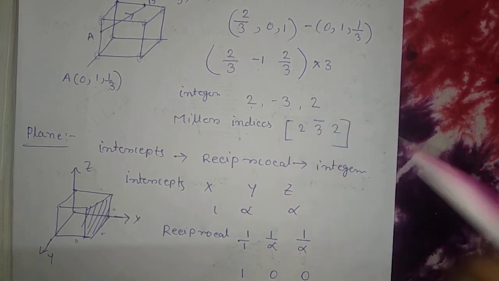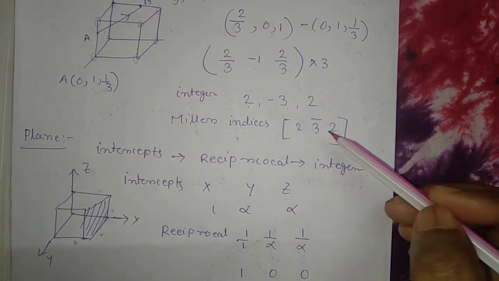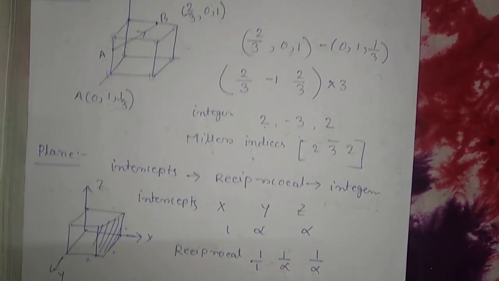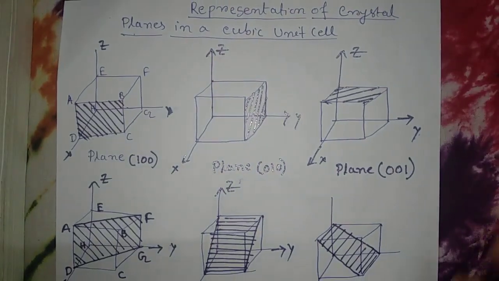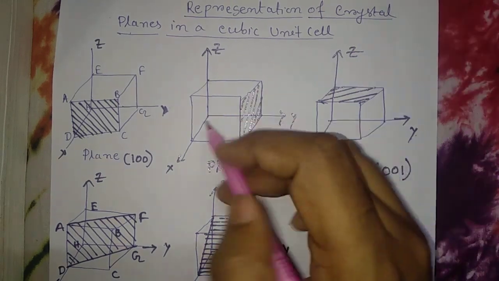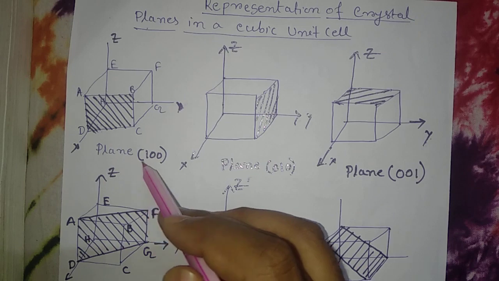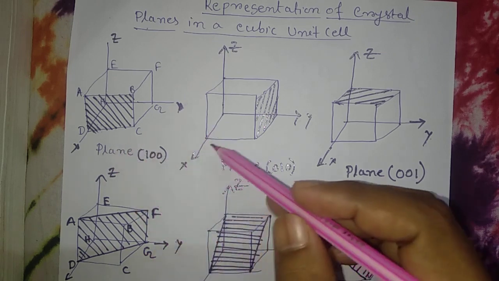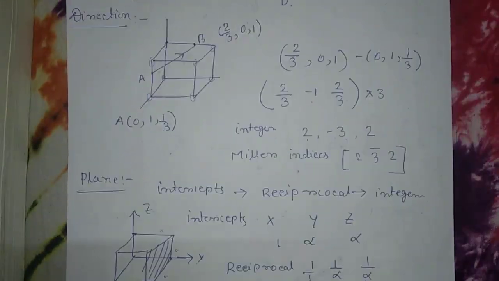So that's all. And one more thing: a negative Miller index value is written as the number with a bar on top. Okay, so these are the representation part. As you know, these are the planes. This plane is represented as 1 0 0, and as you know, 1 0 0 means 1, infinity, infinity. So this plane is 1 0 0.